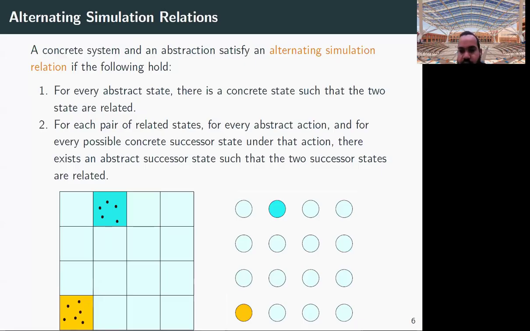And why does this matter? Because this relation guarantees that anything we do in the abstract world, like designing a controller or verifying a property, will also hold in the concrete system. It's a formal guarantee that our abstraction isn't losing critical behavior. So the alternating simulation relation gives us confidence that analysis done on the abstraction applies to the complex reality.